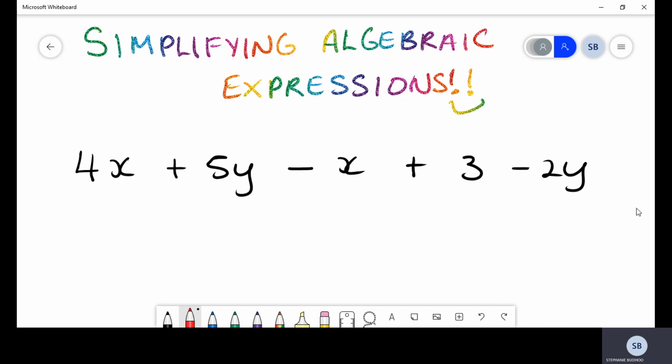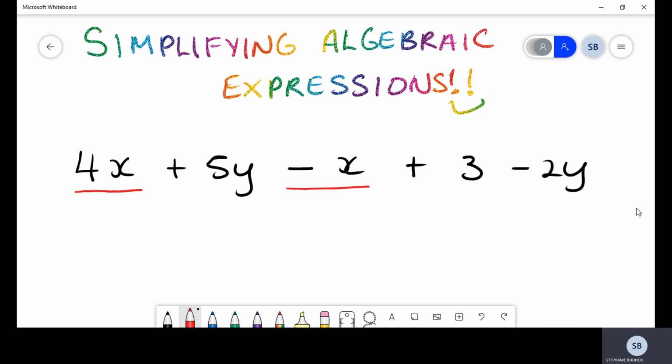Well, first up, you need to group your like terms together. Some students cross them off, or some students underline them. Some students can see the answer right away. For the sake of today's video, we're going to take it just a tad bit slow. I'm going to choose to underline my like terms here. So like terms would be 4x and negative x.